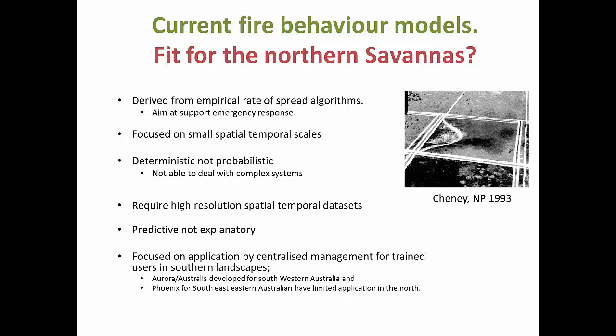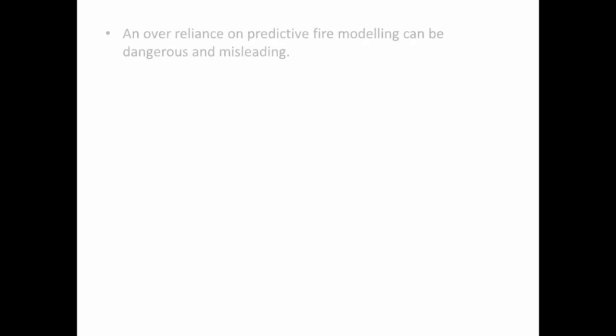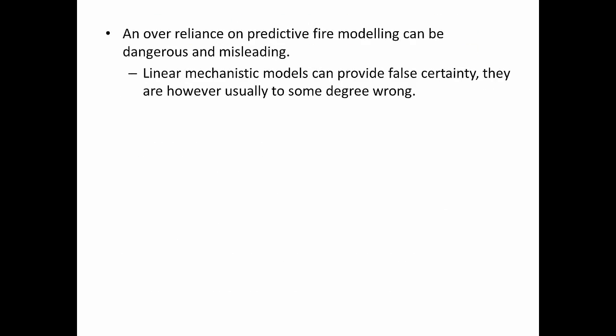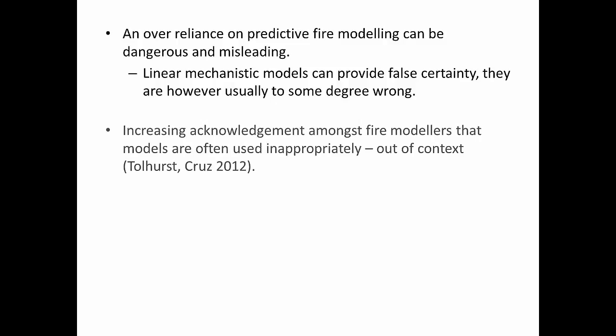There's also growing criticism of this form of modelling. The linear mechanistic models can provide false certainties because they're telling you, okay, this is what's going to happen. Now, if they're wrong or if they under-predict the movement of fire, you can have some really bad outcomes. And increasingly, some of the people who have made their careers out of fire modelling in southern Australia, including Tolhurst and Miguel Cruz, are starting to question the way their own models are being used. They would like to see them being used more in an exploratory way as opposed to a predictive way.